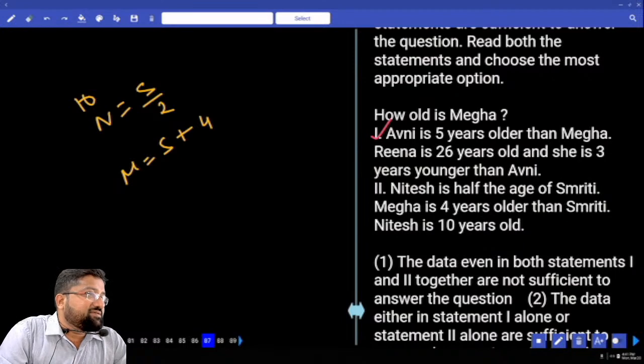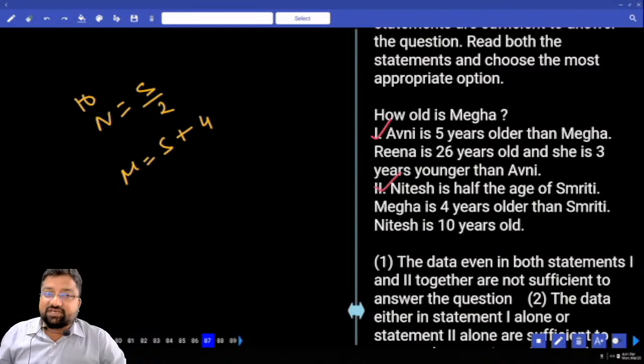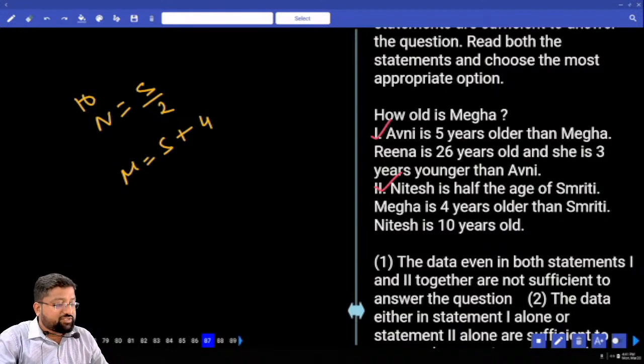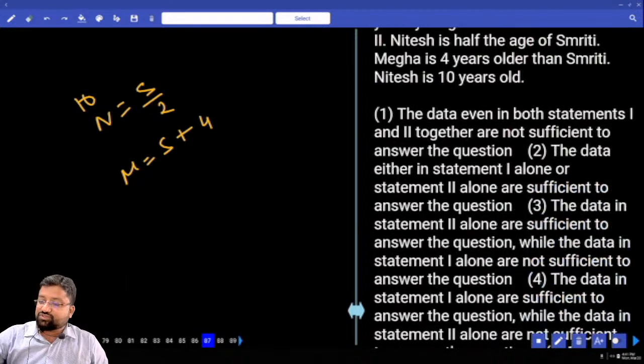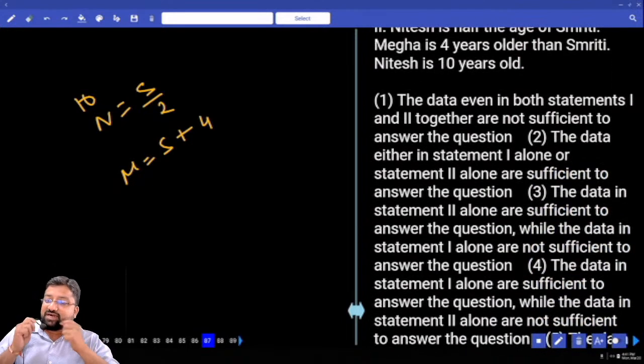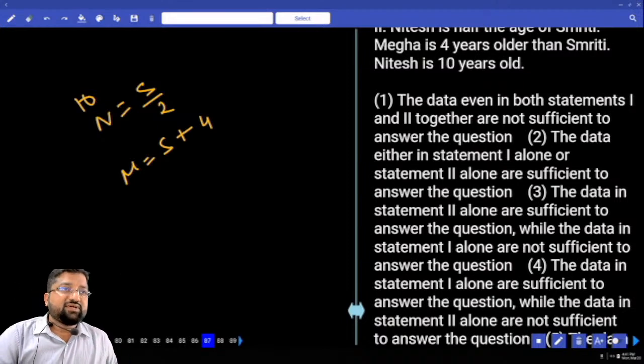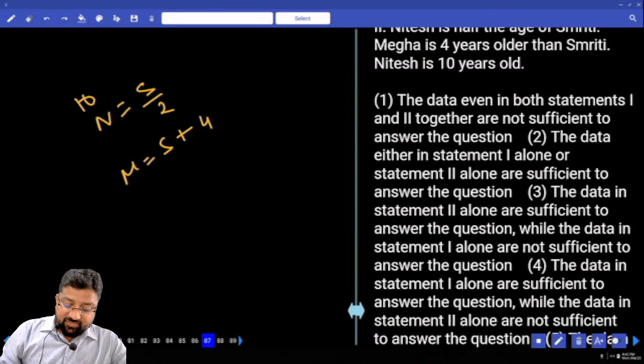Did I get my answer? Yes. So I got the answer either from 1 or from 2. Either 1 or 2. Which option will be my answer? Sure, the second option: the data either in statement 1 alone or statement 2 alone are sufficient to answer the question. Clear? This is how you do it.